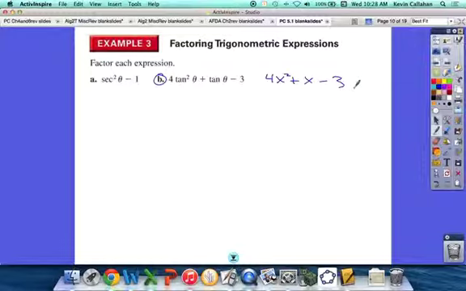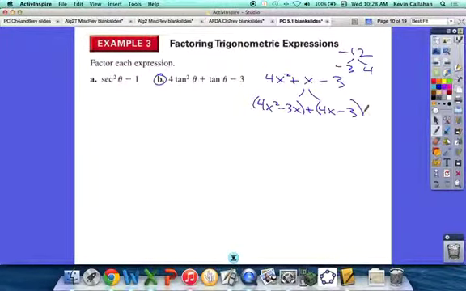How would we have factored a polynomial like that? Because a does not equal 1, you're going to have to go through some steps, if you remember. 4 times negative 3 is negative 12. What are the factors of negative 12 that add up to 1? Negative 3, positive 4, right? So we split up the middle term. 4x squared minus 3x plus 4x minus 3. Then we group the first two terms. We group the last two terms.